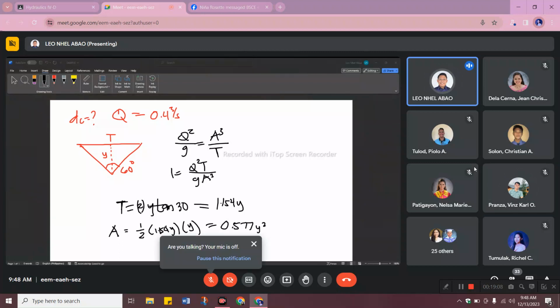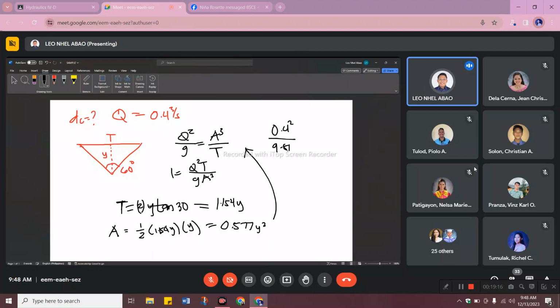Okay. Now we have a and t, so we substitute. This becomes 0.4 squared over 9.81 is equal to 0.577 cubed over 1.154y, again with y squared. So, shift solve for y. How much is y, class?